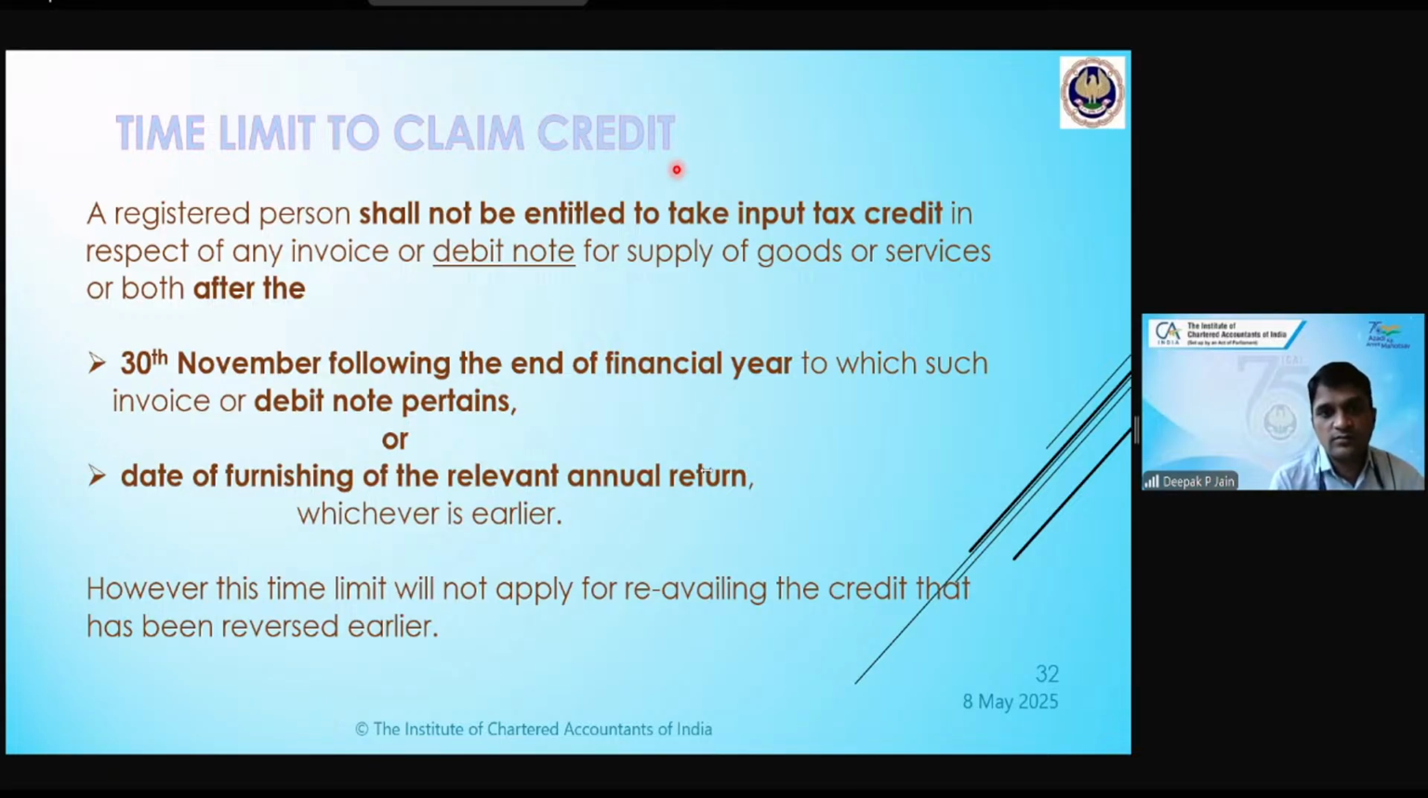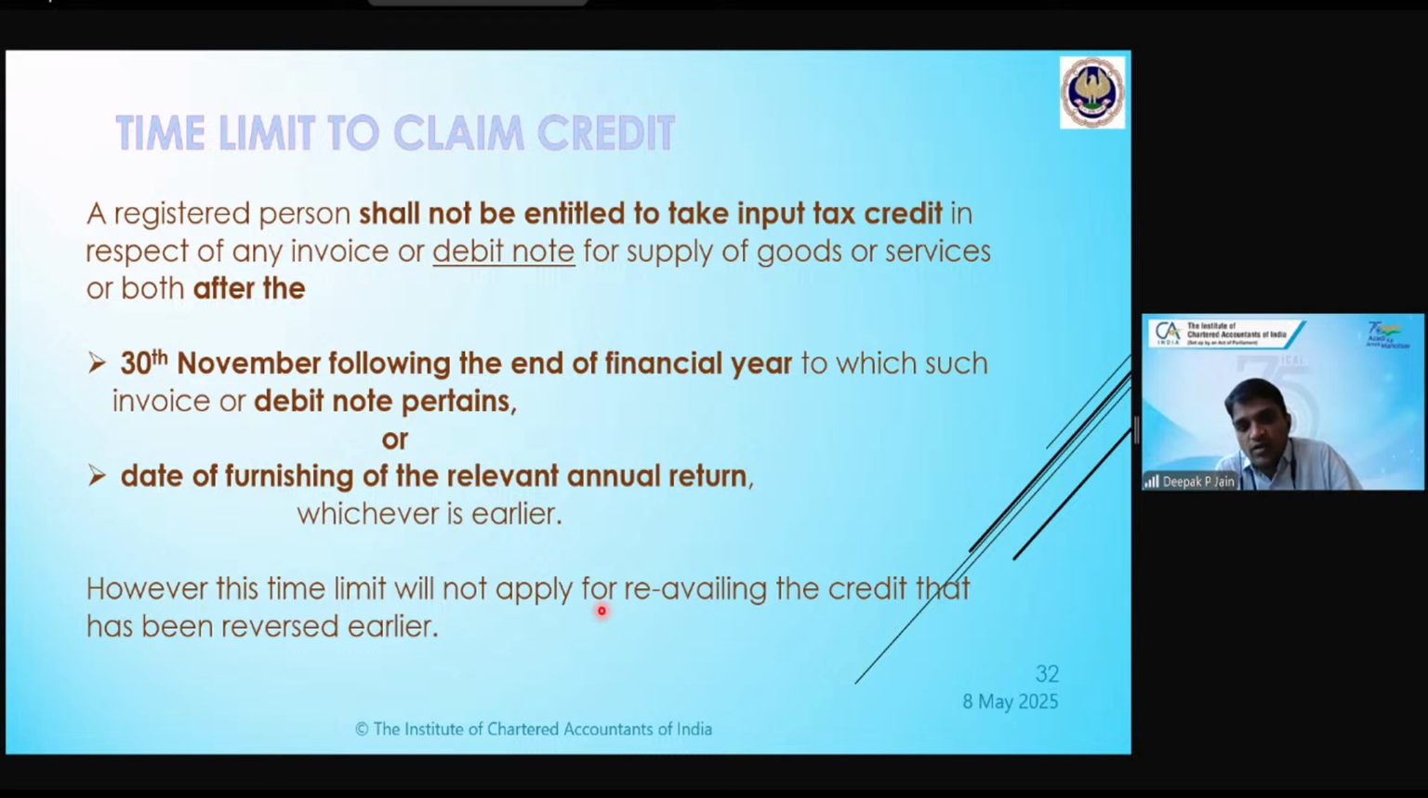Okay. What are the cases of missing out in case the supplier has not filed the returns? If the supplier has not filed the returns, you avail it, then you reverse it by September. Because once you reverse it, there is no time limit to re-avail it. You can re-avail it anytime.